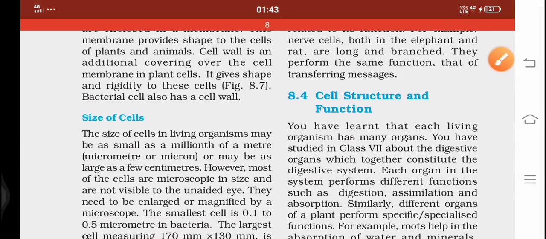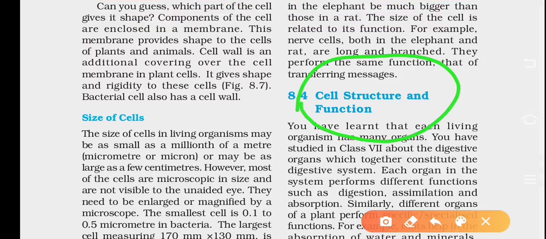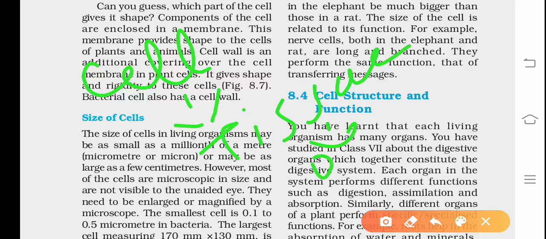The next topic is cell structure and functions. As we have already discussed the structure of the cell and compared it to bricks, now we will study how cells form tissues and tissues form organs. To understand this, we will summarize it like this: the basic living entity is the cell. A cell forms tissue. Tissue forms organ and organs form organism.